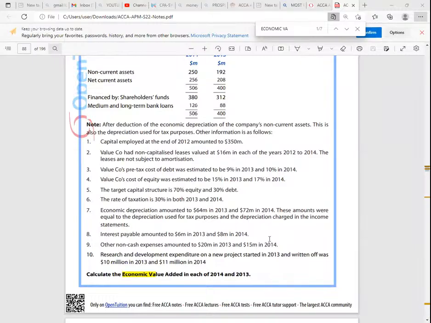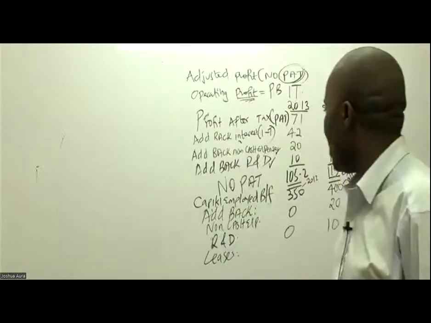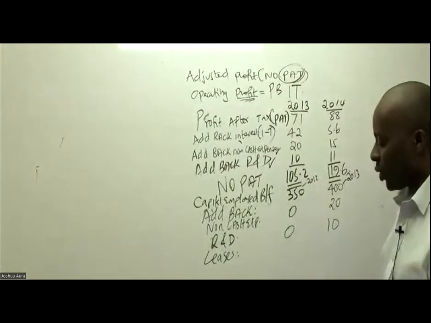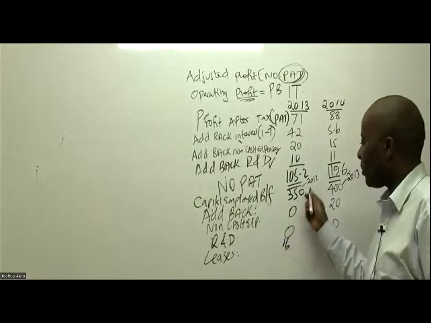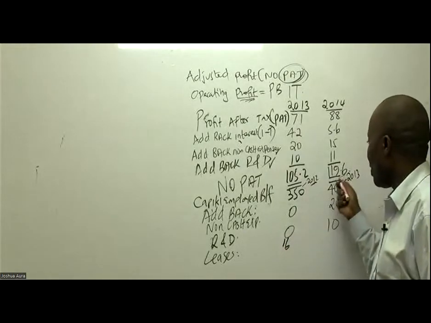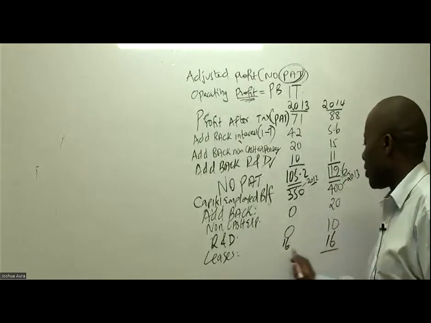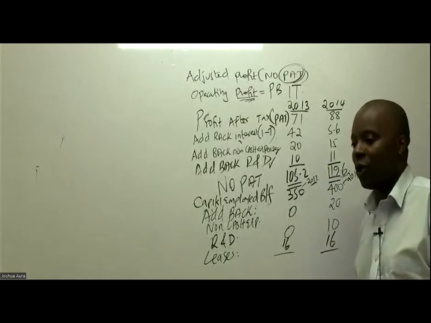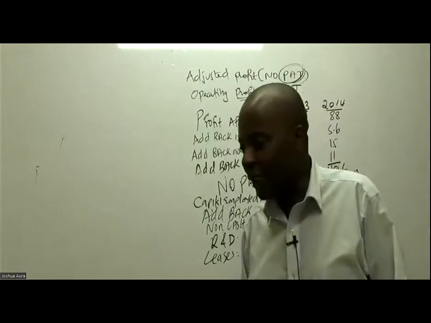You see, they have told us from 2012, the value was 16, 2012, 16, 2013, 16, 2014. So really, the lease amount in the year 2012 was 16, because I'm making adjustments for 2012 and 2013, 16 there. So please come and give us the total.